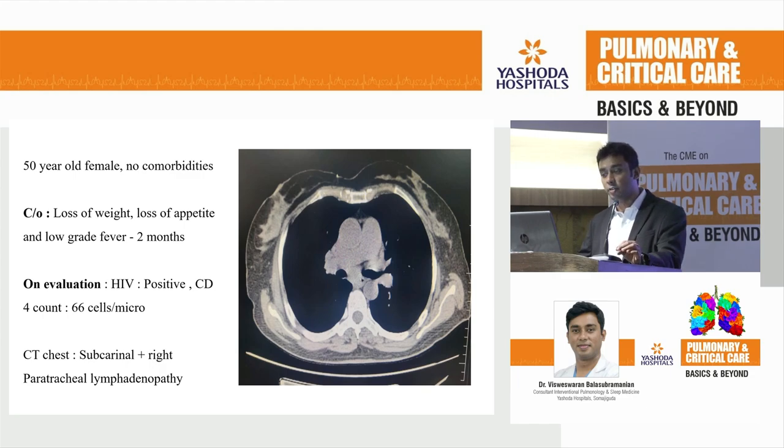Incidentally, on evaluation, she was found to be HIV positive, and CD4 count is only 66 cells per microliter. And CT scan, as you can see from here, is suggestive of a subcarinal lymphadenopathy along with a right paratracheal lymphadenopathy. So anybody from the audience, what would you really think in this patient? How many of you think it is just a tuberculosis? Yeah, how many of you here think it's tuberculosis?